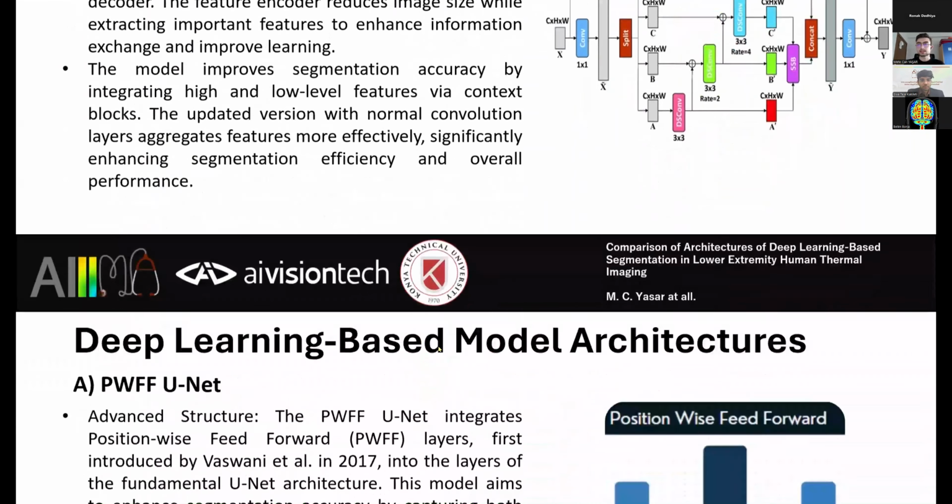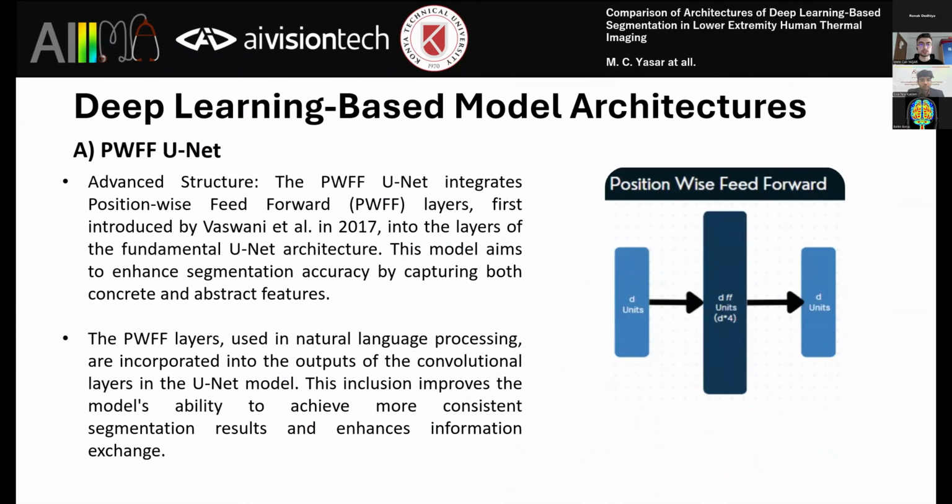The last model is a position-wise feed-forward UNet based on the standard UNet model. This structure adds position-wise feed-forward layers from transformer architecture to the layer outputs. This addition aims to improve the segmentation accuracy by capturing both concrete and abstract features related to the segmented area.